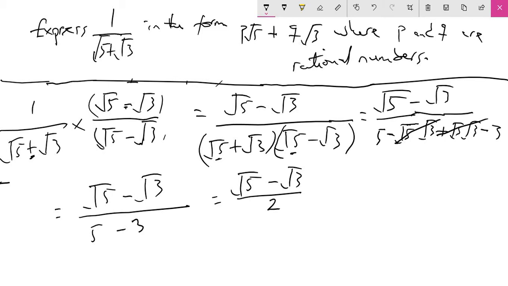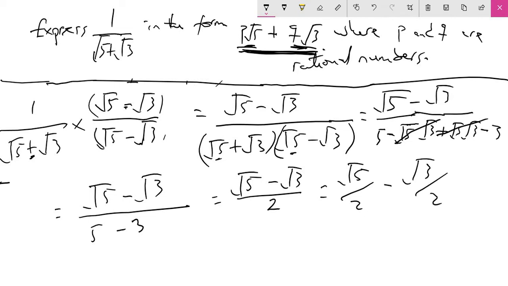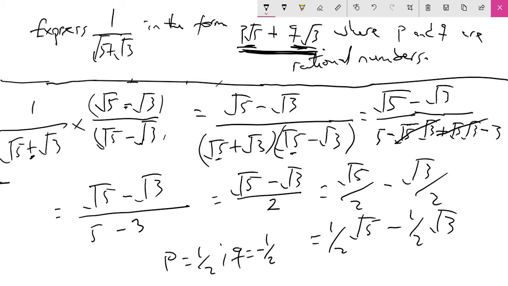So now that we have this, we try to express it in the form they have given. They said it must look like p root 5 plus q root 3. So root 5 must be the first term, and root 3 the second term. We basically break this into two separate fractions. This is equal to root 5 divided by 2 minus root 3 divided by 2, which is half root 5 minus half root 3. So from this, p is equal to half, and q is equal to minus half. Remember, the expression gave plus, and ours gave minus, so the value of q must have been minus something. And that is our final answer.